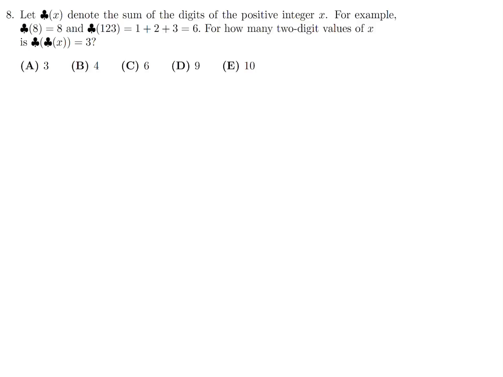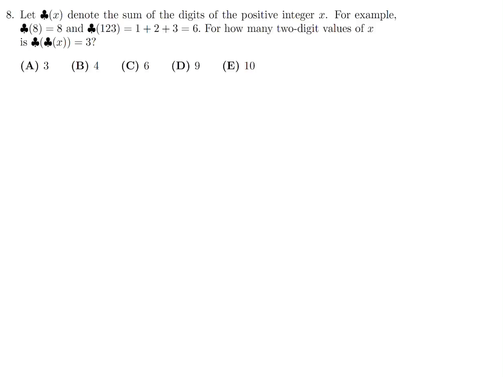Let the symbol club x denote the sum of the digits of the positive integer x. For example, club 8 is equal to 8. Club of 123 is the sum of the digits, so 1 plus 2 plus 3, which is 6. For how many two-digit values of x is the club of x equal to 3?